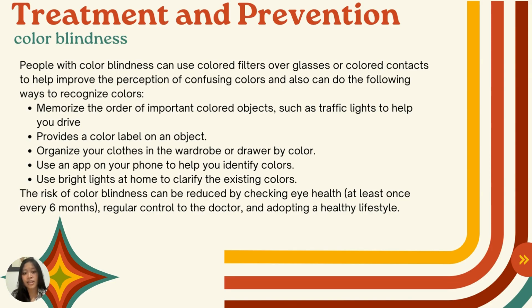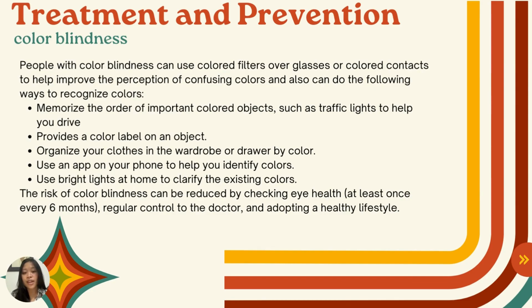Third, organize clothes in the wardrobe or drawer by color. Next, use an app on the phone to help identify colors. And also use bright light at home to clarify the existing colors.